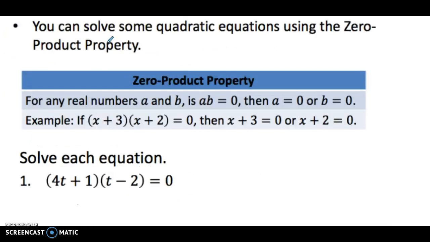Okay. All right. So today you can solve some quadratic equations by using the zero product property.